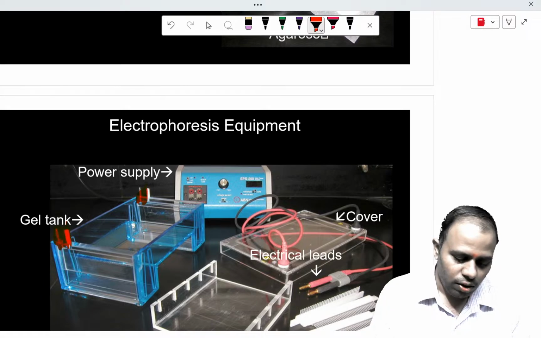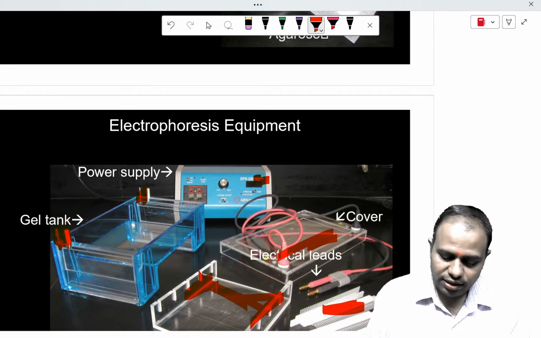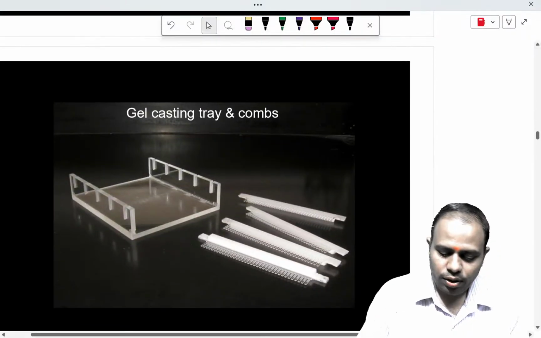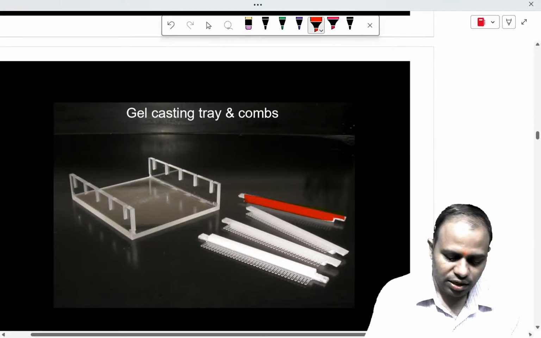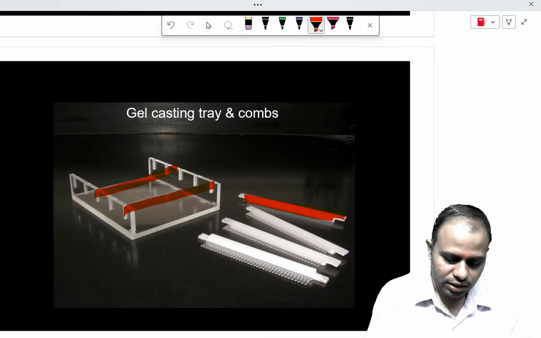Then this is a power pack. Then lid cover. Then there are combs. Then this is a casting tray. Here the comb is attached like this. I'll show you. See, this is the tray, and these combs are attached this way, like this, and here also like this. At the desired length it can be attached.